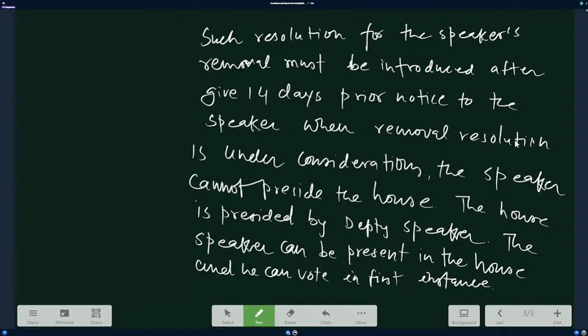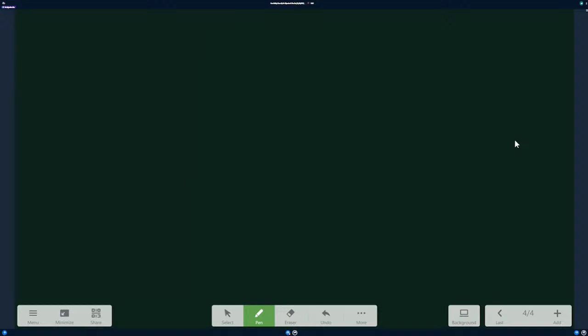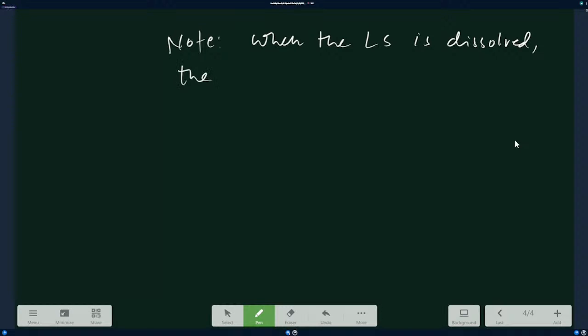Fine. Now one more thing that you need to note, whenever the Lok Sabha is dissolved, the speaker does not resign. Right? लिखिए नोट में, when the Lok Sabha is dissolved, the speaker does not resign. अच्छा, वो resign कब करता है?